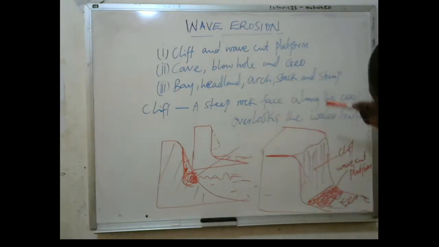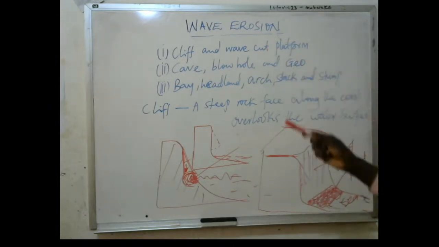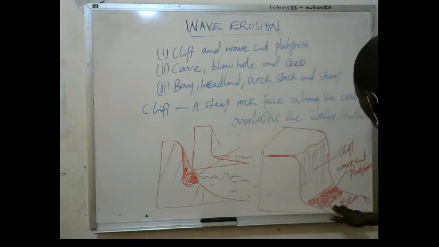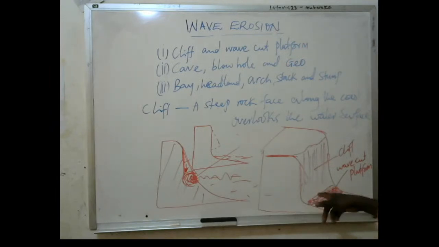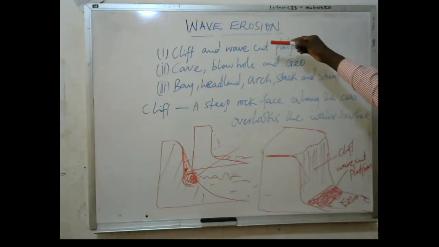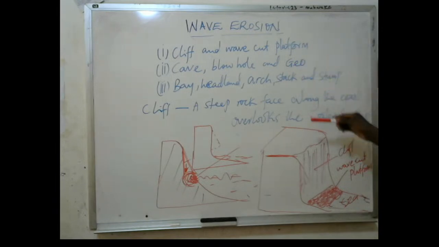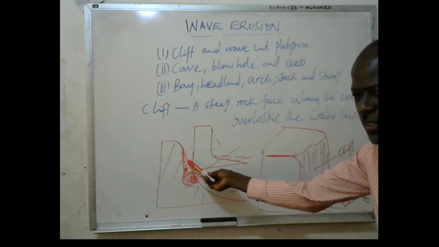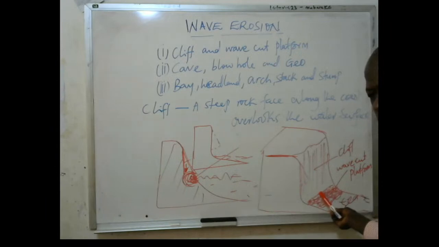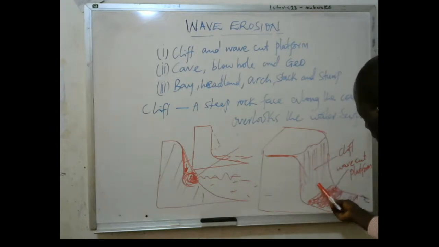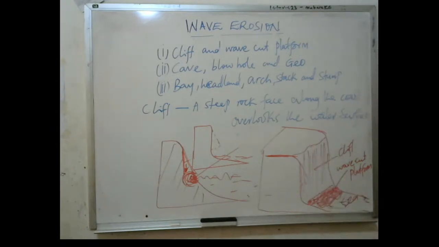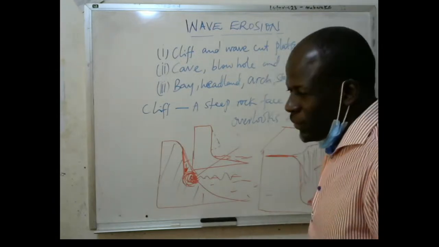So the cliff is a steep rock face, but at the bottom of the cliff we have a wave cut platform, which forms out of accumulation of materials at the base of the cliff. These materials are a result of the collapse of rocks above the notch during the formation of the cliff, as well as erosion that takes place on the cliff face. Those materials accumulate there and form that platform that we're calling the wave cut platform.